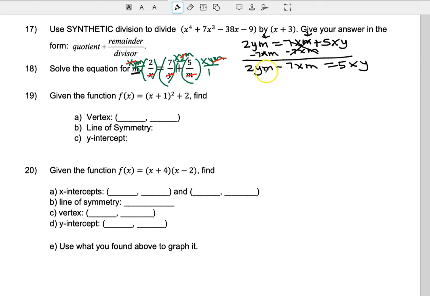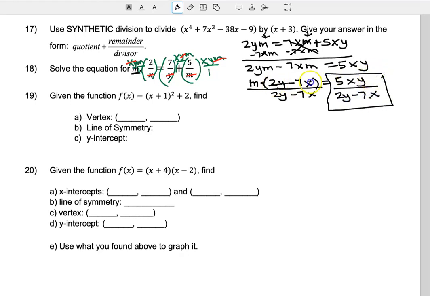All right, and here, now I can see, all right, m is my greatest common factor. So let's factor that out. And that's going to leave me with 2y minus 7x. And then to get m by itself, it's connected to all of this by multiplication. So let's just divide both sides by 2y minus 7x. And then that is your answer, right? Those divide out, and we're left with just m, which is what we were trying to do.